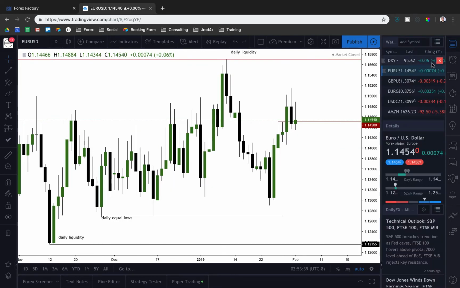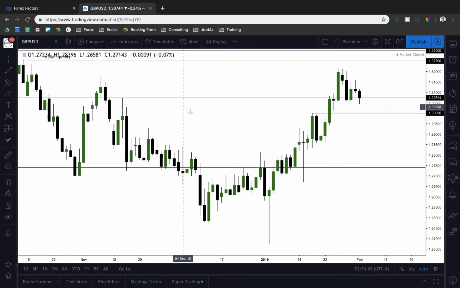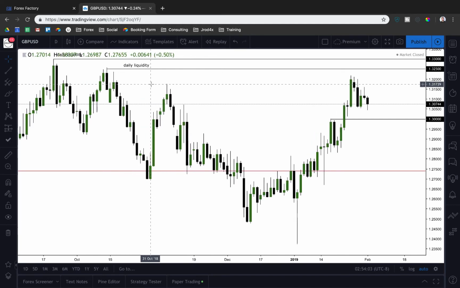So let's move to British pound now, so cable, and this is again a daily chart. For this one we've been pretty unclear in terms of what we're looking for in terms of optimal trades. I haven't been particularly trading this pair, but we have been calling higher prices, and so far we have definitely seen that.